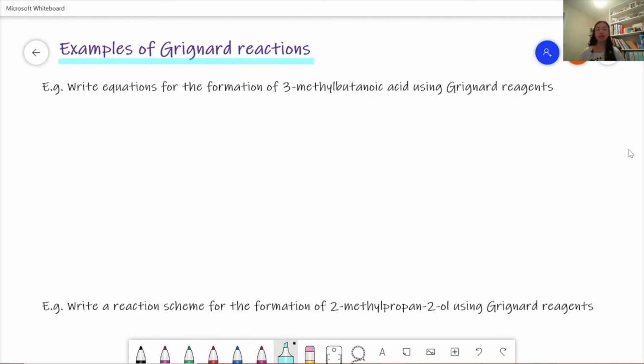So firstly, we're told to write equations for the formation of 3-methyl butanoic acid using Grignard reagents. So first let's draw out this molecule. So we have butanoic acid, so we have 4 carbons in the chain. And on the first carbon, we should have the double bond O and the OH. And so we have 3-methyl. So if we label this carbon 1, then this one must be the third carbon. So we have a methyl group here, and then we have hydrogens everywhere else.